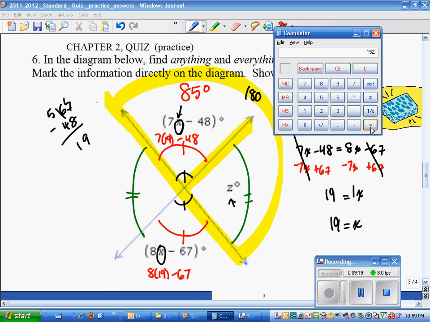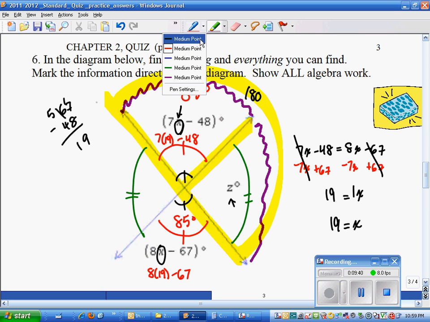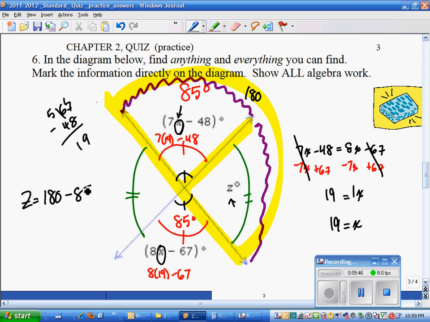Now we're going to take a look here. If this is 85, and this adds up to 180, to find z, z is going to equal 180 minus 85. And that, of course, is 95 degrees. So z equals 95 degrees, and vertical angles are congruent, so this also equals 95 degrees. And we have found everything possible.